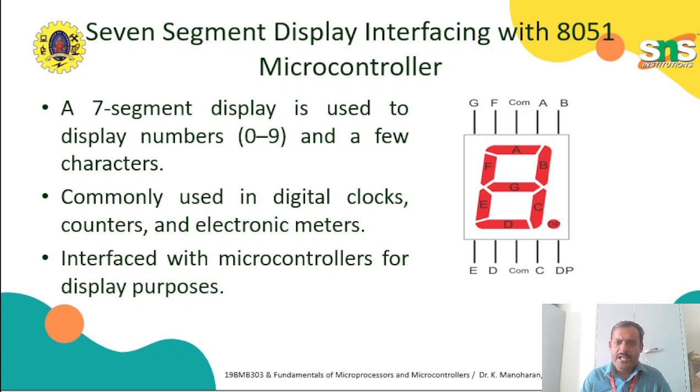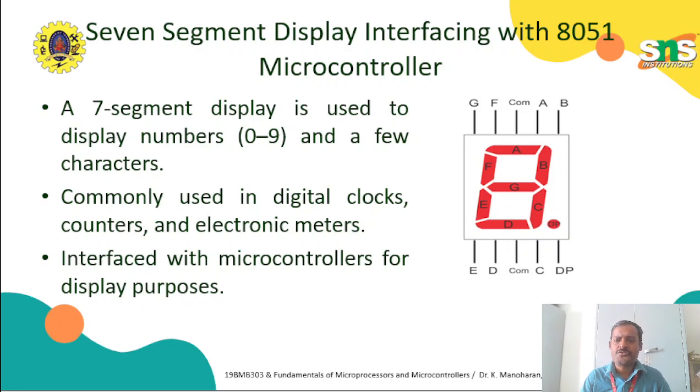Look at this. This is the common point. We have 2 common points and we have the segments. So totally we have 7 segments plus 1 dot point: A, B, C, D, E, F, G, and this is the dot point. Each one will be treated as an LED. So we can turn on and turn off the LED to display the particular information.